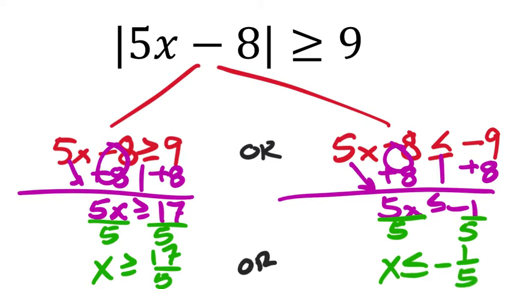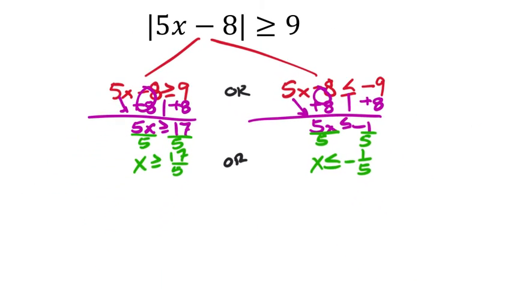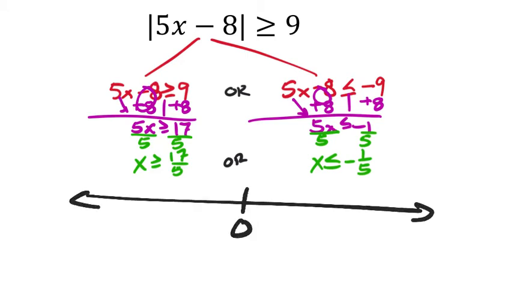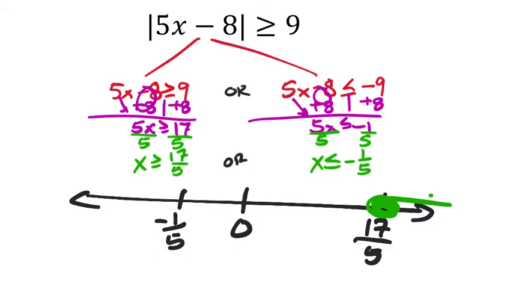So when I go to my graph, and yeah, we'll write this in interval notation. And the graph doesn't have to be perfect. 17/5, I'll just put it way over here. And then negative 1/5 somewhere in this area, okay? So 17/5, closed circle, it's eating the x, boom, to the right. Negative 1/5, closed circle again, because again, that's equal to the x.